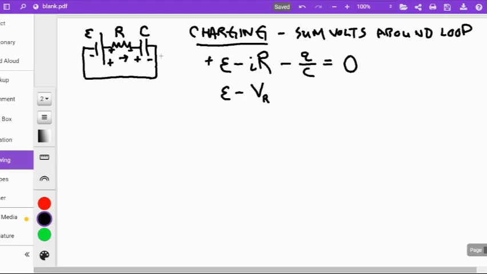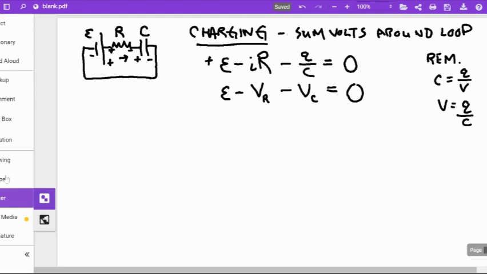Now, you're also going to use up voltage on the capacitor. And that's where the Q over C comes from. See, that's like subtracting the voltage across a capacitor. And all those voltages have to add up to 0. By the way, if you're not sure about Q over C, just remember that capacitance is Q over V. And so if I rearrange that, I get V is equal to Q divided by C.